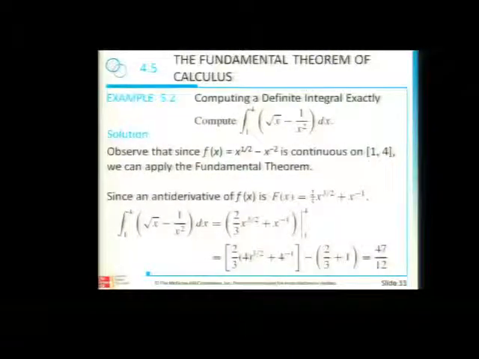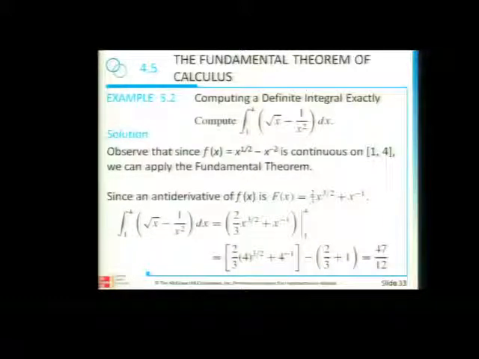Okay, another one, this one. Integration from 1 to 4. Well, first of all, when you apply this fundamental theorem, you've got to make sure that the integrand must be continuous, all right? So this is the integrand, which is written in exponential form, x to the power half minus x to the power minus 2, the same thing, right?